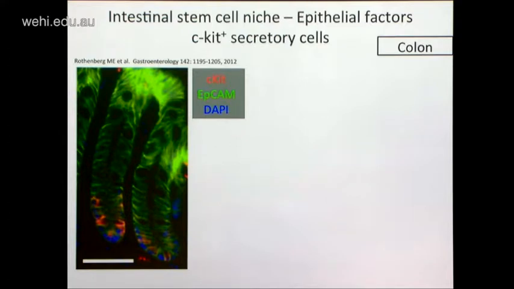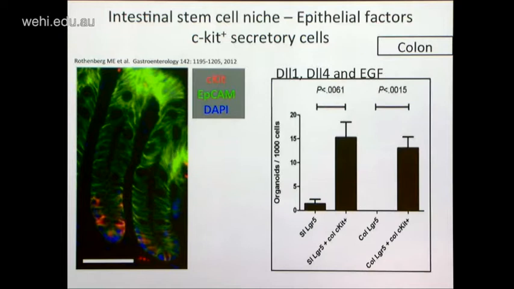However, in colon, there's no Paneth cell, but this paper showed that at the bottom of colon crypts, there are c-KIT expressing cells. These cells express delta-like 1, delta-like 4, and EGF. However, they do not produce Wnt. When they co-cultured these c-KIT expressing cells with LGR5 stem cells from small intestine and colon, they found that more organoids formed.